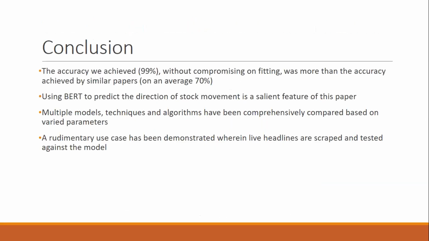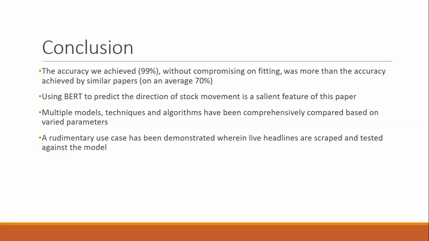So as for the conclusion, we achieved an accuracy of about 99%, without compromising on fitting, that is, it was neither underfit nor very considerably overfit. And it was more than the average accuracy on similar papers, which was an average of 70%. Using BERT to predict the direction of stock movement is an important feature of this paper. Multiple models, techniques, and algorithms were comprehensively compared based on various parameters such as number of cores for parallelizing and pre-processing techniques, etc.